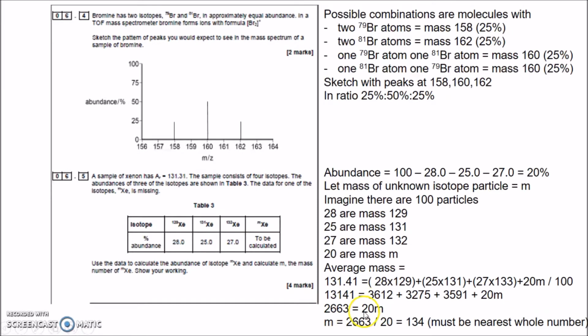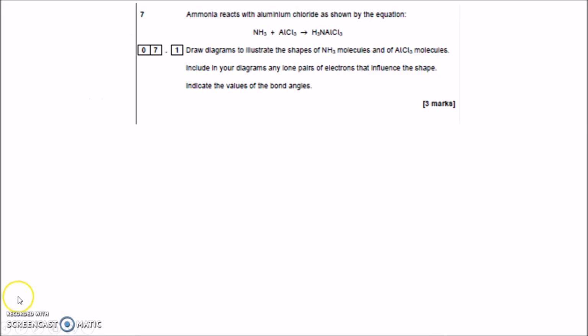So divide both sides by 20 to leave m. M is 134. Now it's got to be a whole number because the mass number is the number of protons plus neutrons in an atom. Protons and neutrons have atomic masses of 1 each, and you can't have fractions of protons and neutrons in an atom, so it's got to be a whole number. So I've rounded to the nearest whole number.